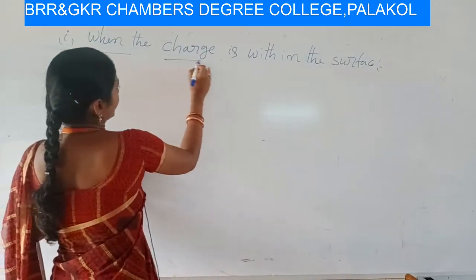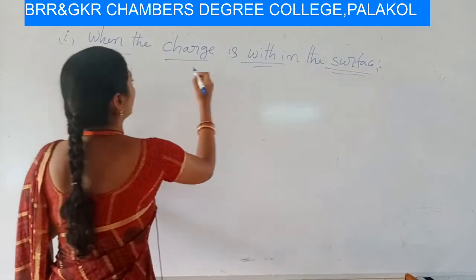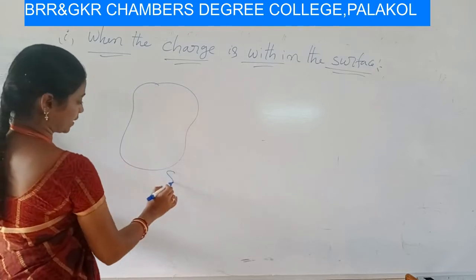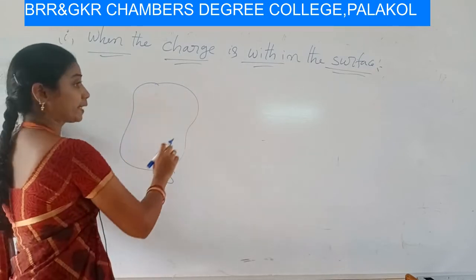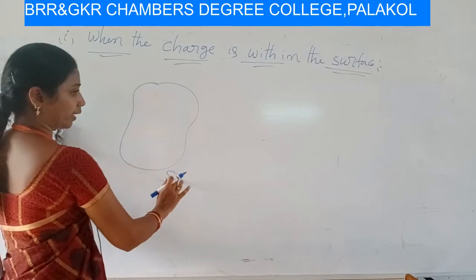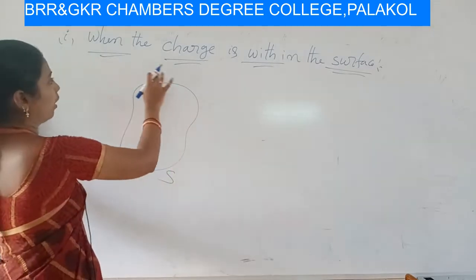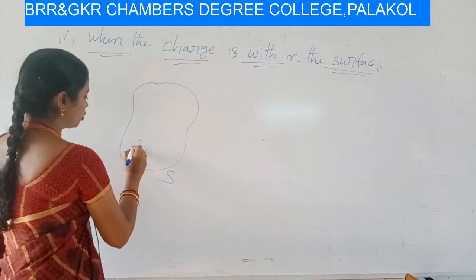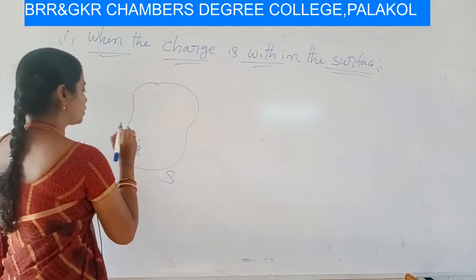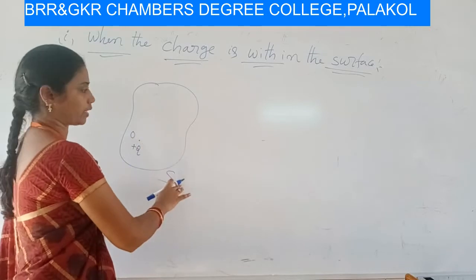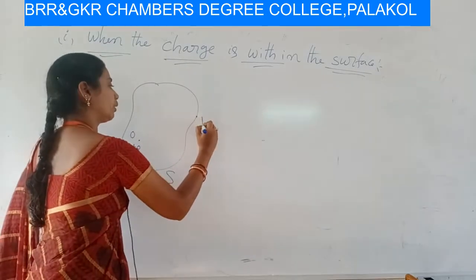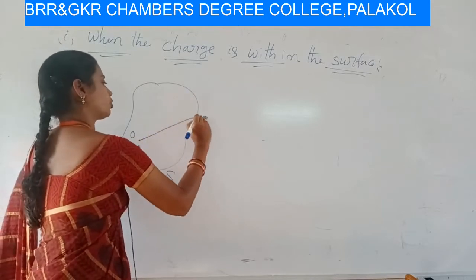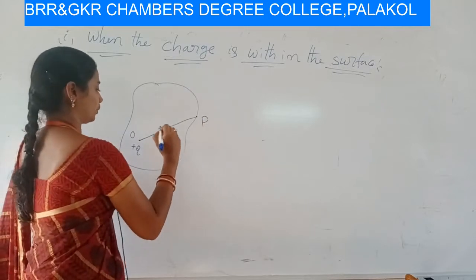For explaining this case, we consider a closed surface. Here, the surface must be closed, but its shape is irregular. So, we consider S as the closed surface, and our topic is when the charge is within the surface. Consider a positive test charge Q at point O situated inside this surface, and we take a point P on the surface. Then the distance between this positive charge and point P is r.